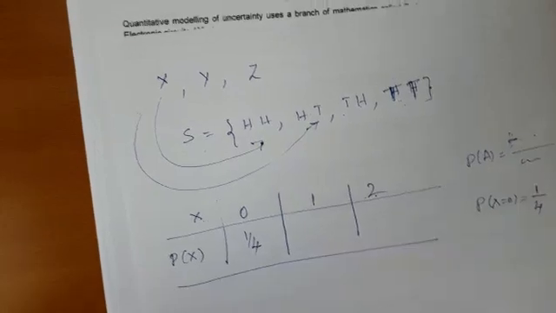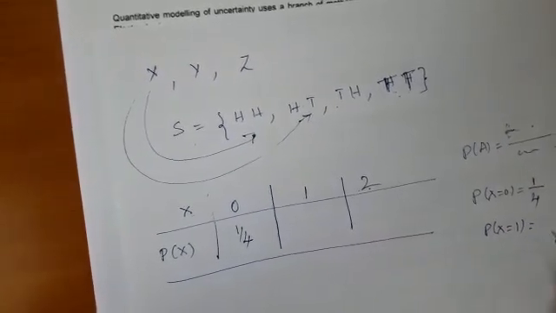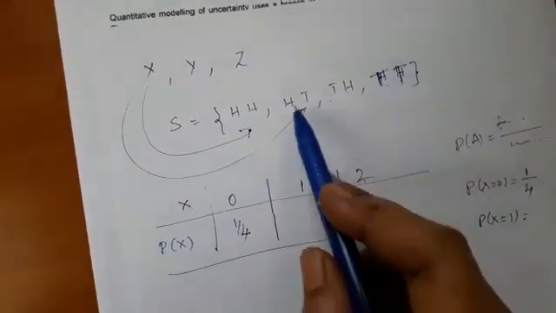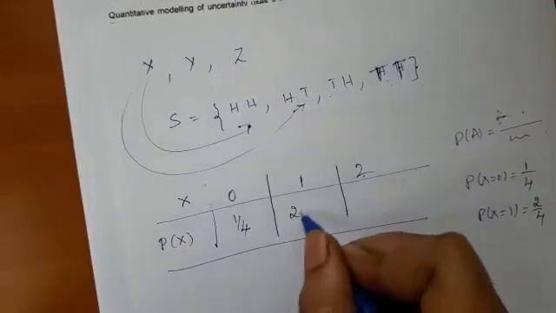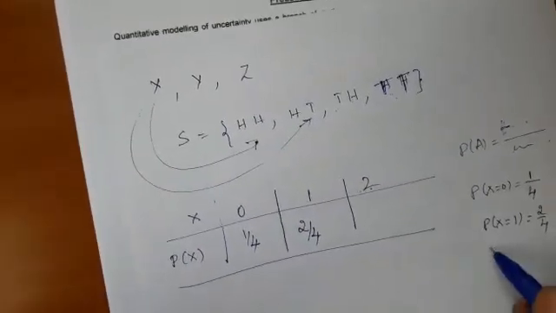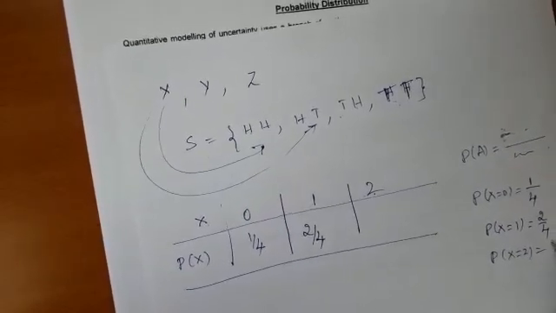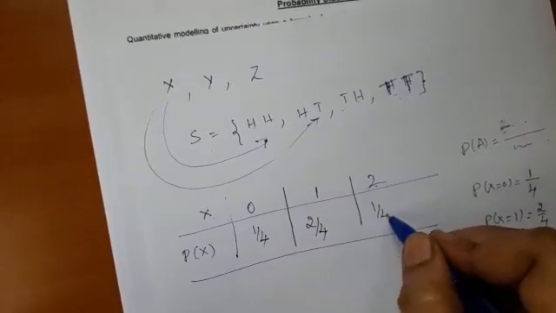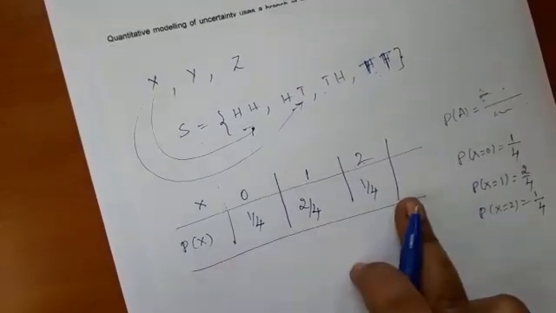Now, X denotes the number of heads when you toss a coin twice. P of X equal to 1: how many possibilities? 2 possibilities. Therefore, 2 by 4. What's the probability of X equal to 2, when both will be head? Favorable cases 1 divided by exhaustive cases 4, so 1 by 4. This is the way to write the probability. I write each and every case's probability.